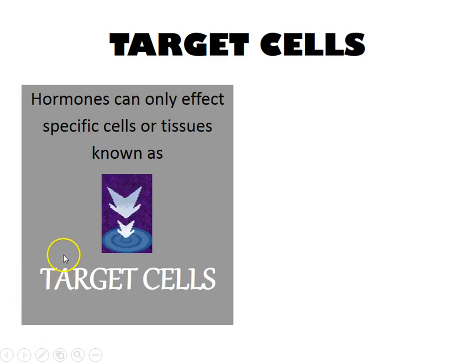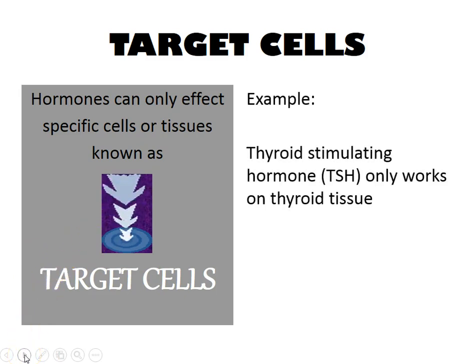Hormones can only affect specific cells or tissues known as target cells. An example: thyroid stimulating hormone only works on thyroid tissue.